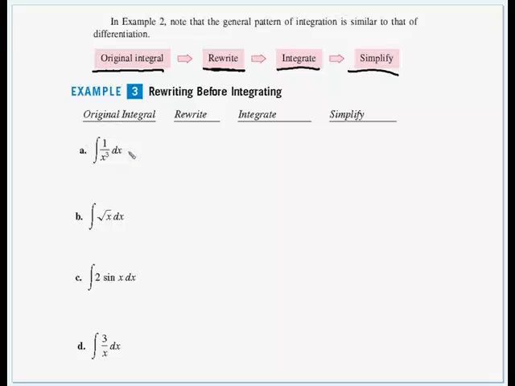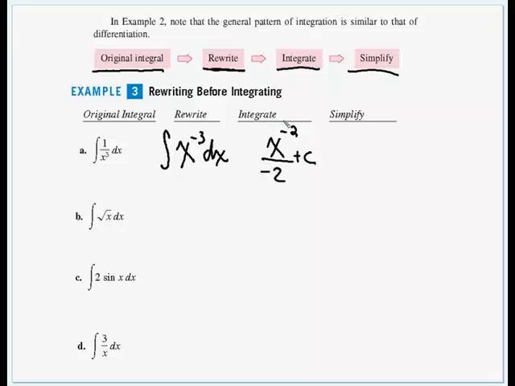So here in the first one, we have the antiderivative of 1 over x to the third. Well, to rewrite that, let's give it a negative exponent. 1 over x to the third becomes x to the negative third dx. Now let's perform our integration. Raise the exponent by 1. We're going to have x to the negative 2. And we divide by the new exponent, negative 2. And we add our constant.